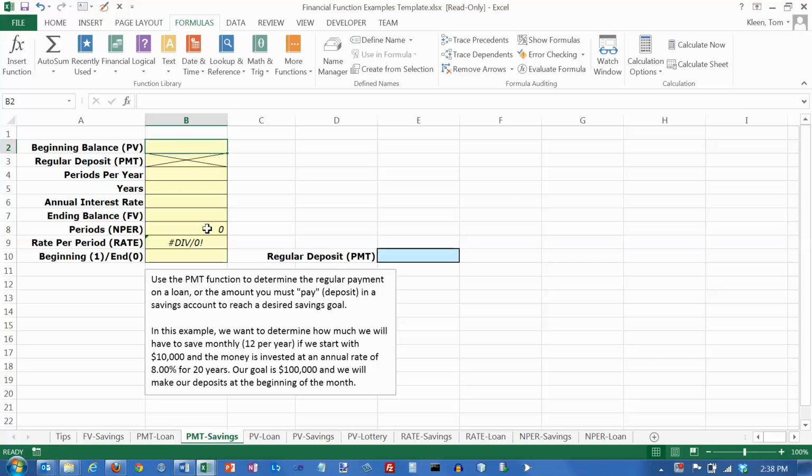So. Here is the problem. We've got a little template set up, and because I'm using the same template every time, the item that I'm trying to compute is going to be crossed out. So we're trying to compute the payment here, but we'll compute it over here so it stands out a little bit. And in this example, we want to determine how much we'll have to save monthly, so that means periods per year is going to be 12.